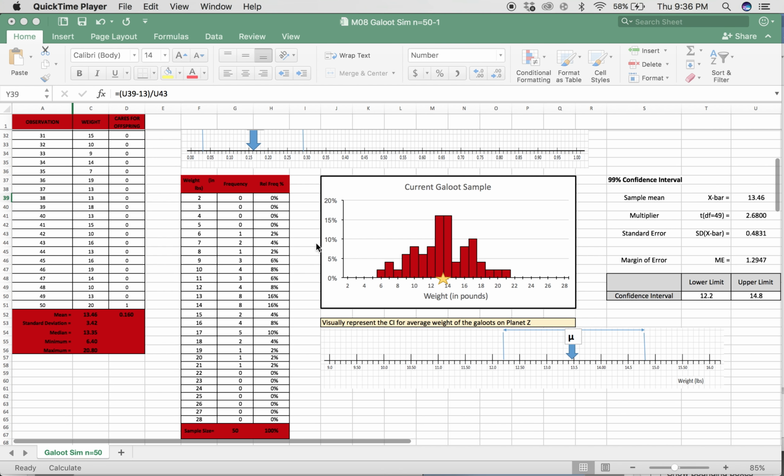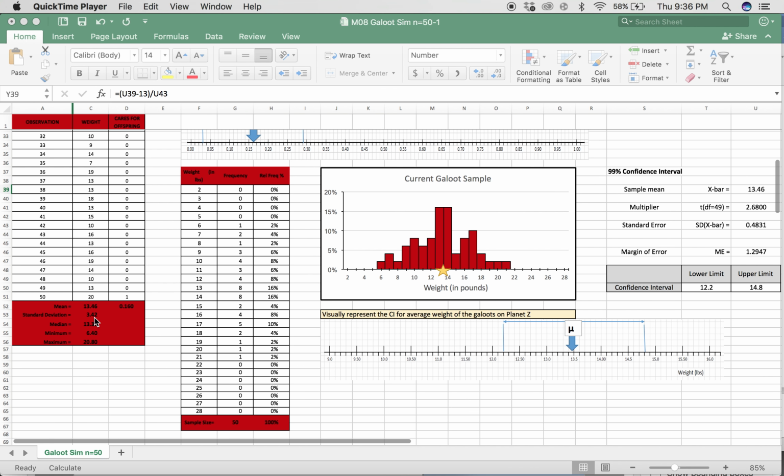And then the average for weight was 13.46 pounds with a standard deviation of 3.42, which just means that most of the galoots in this sample fall within one standard deviation, so between 10 and 17, which we can obviously see looking at the graph. But all of them fall within 3 standard deviations. The smallest galoot that I had was 6 pounds, which you can see right here, and the largest is 21 pounds, which is right here.